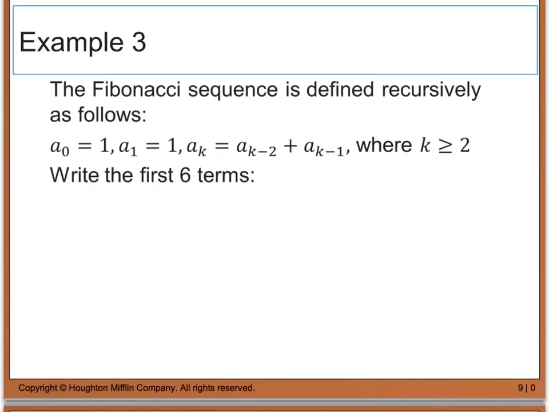An excellent example of this is called the Fibonacci sequence. In this case, we're given a sub 0 equals 1, a sub 1 is 1, a sub k equals a sub k minus 2 plus a sub k minus 1.